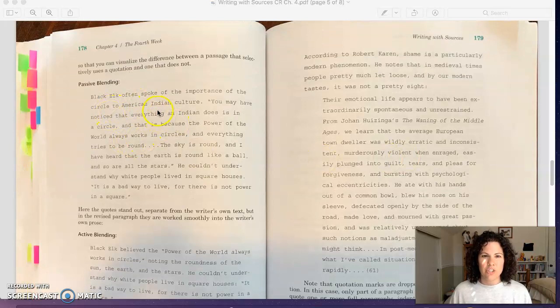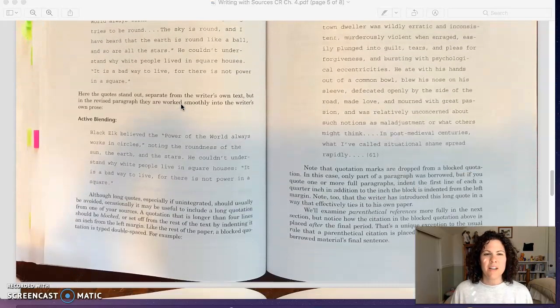So here, this is just a big block like, he spoke about this, and this is what he said, and just throws it in. But instead of doing that, we want to do more active blending, saying things like, Black Elk believed the power of the world always works in circles, noting the roundness of the sun, the earth, and the stars. He couldn't understand why white people live in square houses. It's a bad way to live, for there's no power in a square.